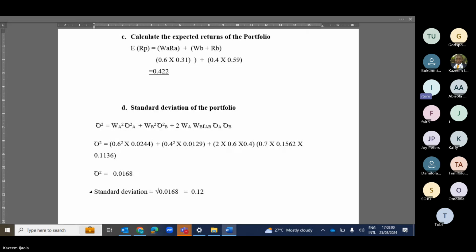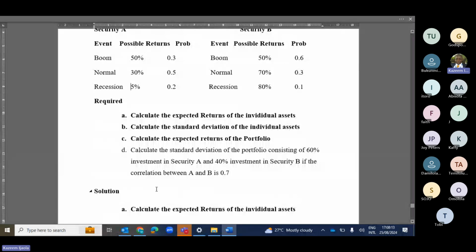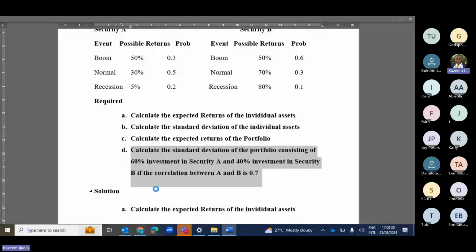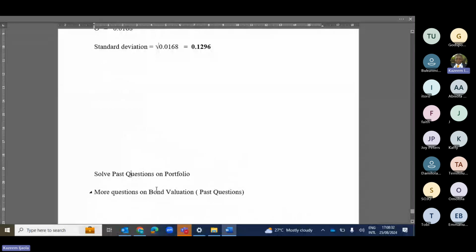Yeah, so we are done with yesterday's class question. You can see we are done with everything, A, B, C, and D. Thank God for that. Okay, let's move on now. Second target for today, done. What's our next target for today? Solve past question on portfolio. I still have a question on bonds to solve. So help us God, probably solve past question on portfolio.